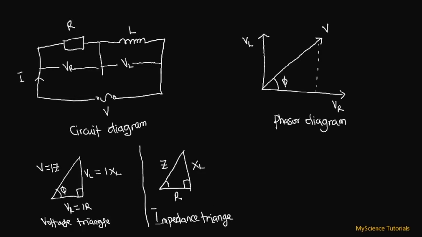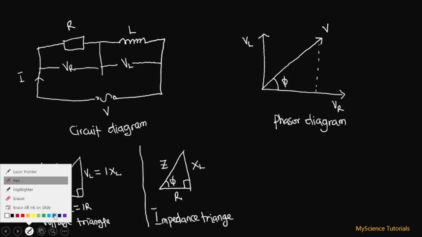Okay, and then our phasor angle is over here. Now, from these two triangles, the voltage triangle and then the impedance triangle, we can make some calculations. So let's have a look at what we can find from these two. Let me use a blue color for that.